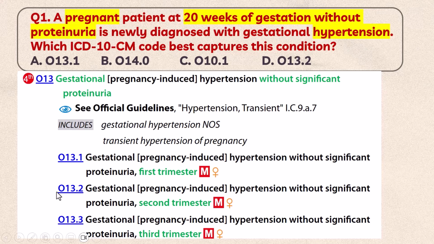So when you go to the code O13.2, that is gestational pregnancy-induced hypertension without significant proteinuria, second trimester. So this is the correct answer. So the correct answer is D, that is O13.2.